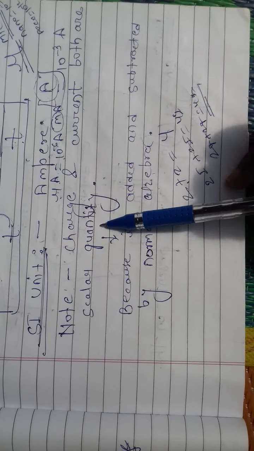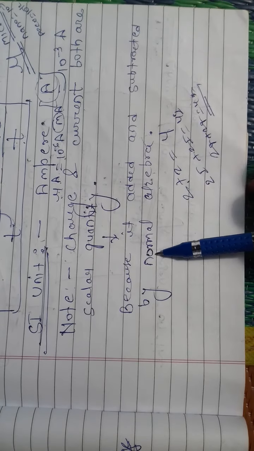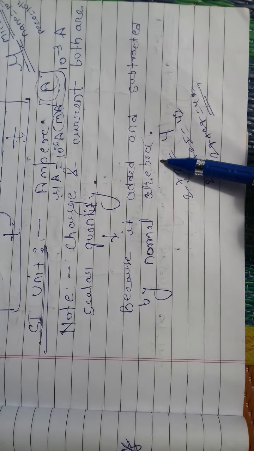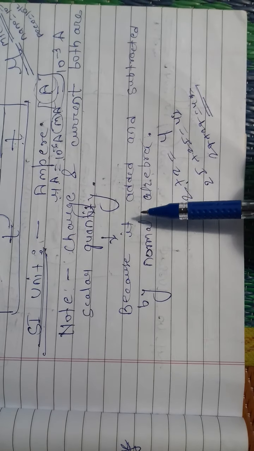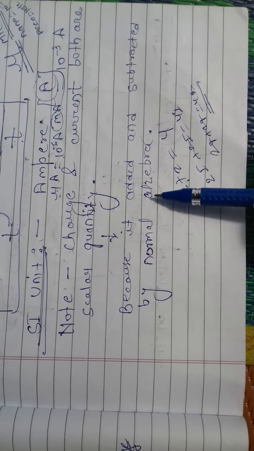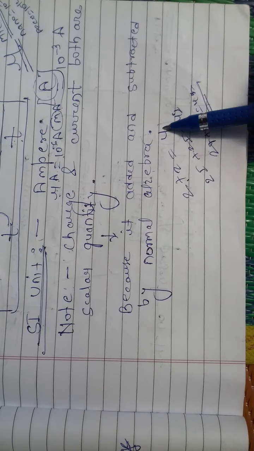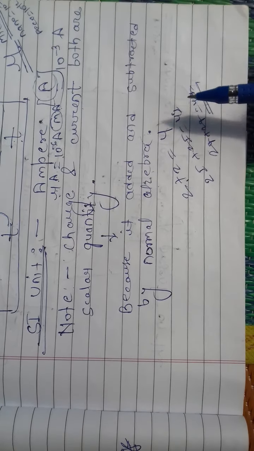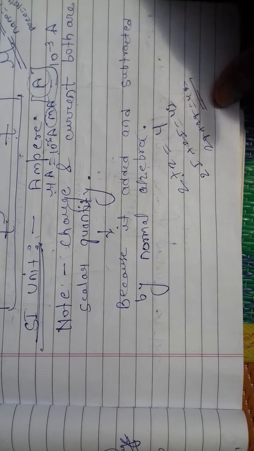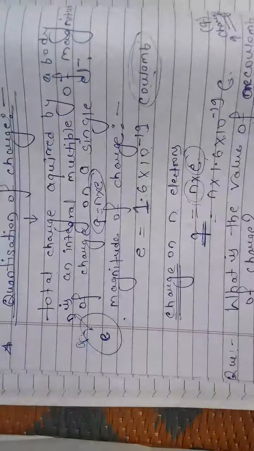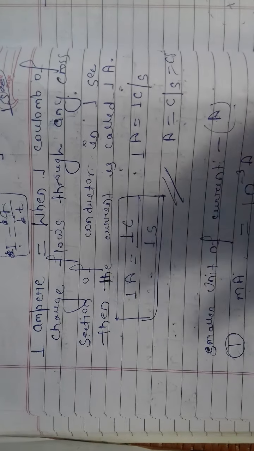Now there is a note. Charge and current both are scalar quantities. Why is it a scalar quantity? Because it is added and subtracted by normal algebra. No vector rules are applied for adding or subtracting electric current and charges. Normal algebra means since 2 plus 2 is equal to 4, 2I plus 2I is equal to 4I, where I is current. 2Q plus 2Q is equal to 4Q. So we always use the normal arithmetic rule for adding and subtracting current and charges. So it is a scalar quantity.